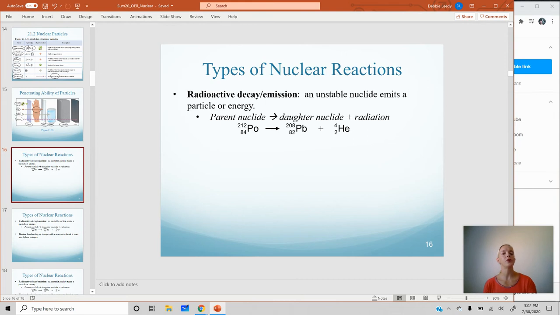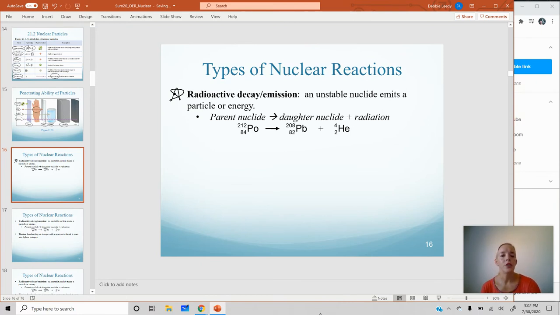The types of nuclear reactions that we are going to discuss, we're going to focus on the radioactive decay or emission reactions. These are natural processes that our unstable nuclides are going to undergo, and usually in multiple steps until they become a stable isotope.